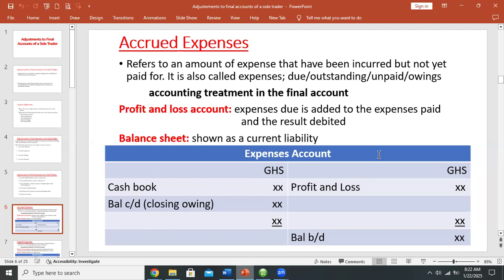Please, do we appreciate the point? Please, any question on what I've just explained? Okay. So, professors, you need to know this accrued expense and know how it is treated. Okay. I think we can move on to the next adjustment.